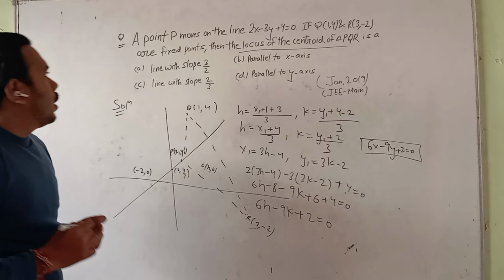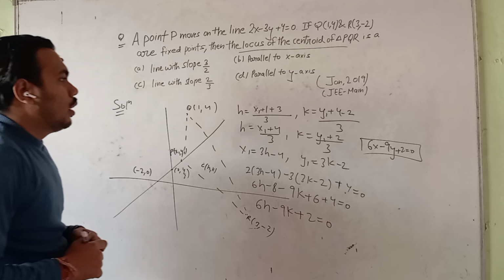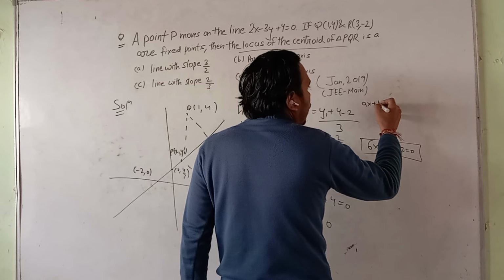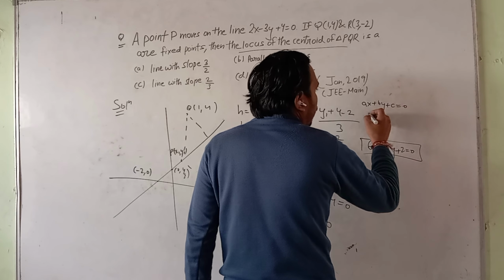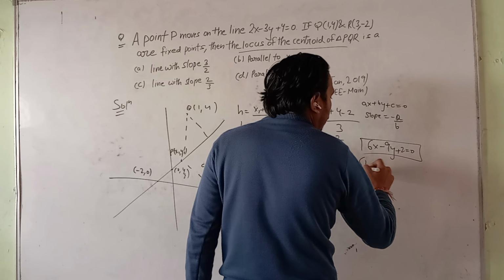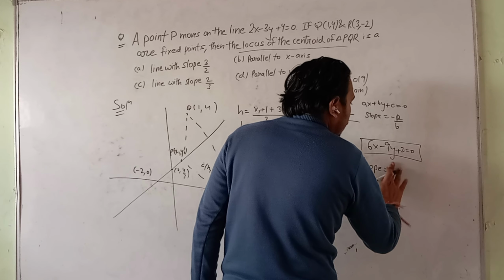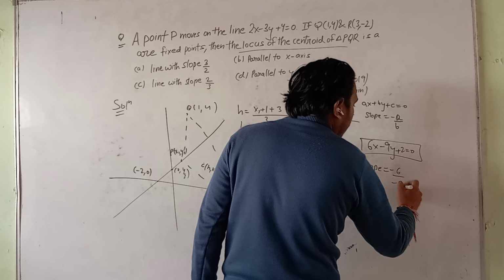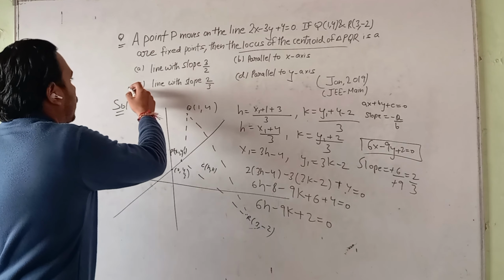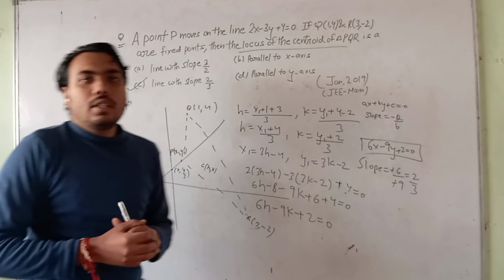We have to choose the option by finding the slope of this line. If the standard form of a line is this, then the slope is given by minus a by b. So here the slope would be minus 6 by minus 9, which is 2 by 3. Therefore, option C is correct, 2 by 3. Thus, we have completed the topic of locus.